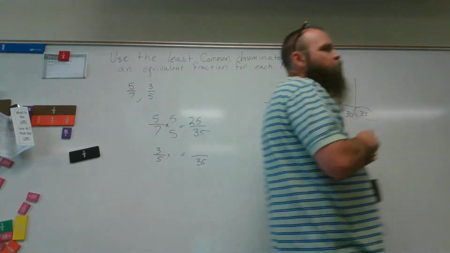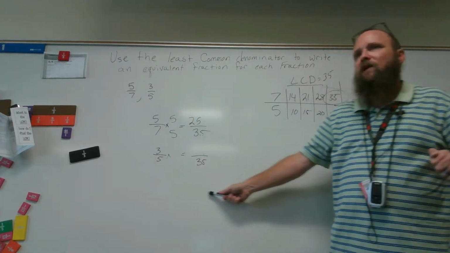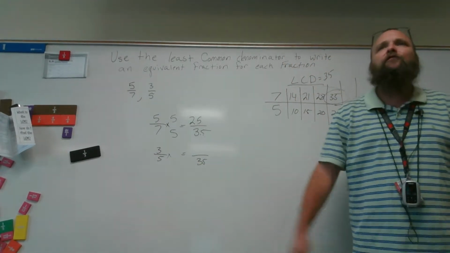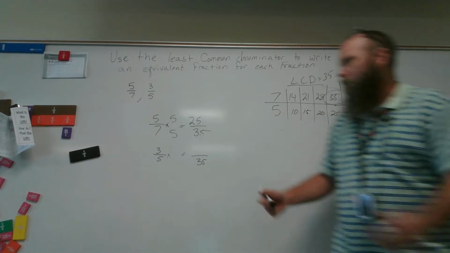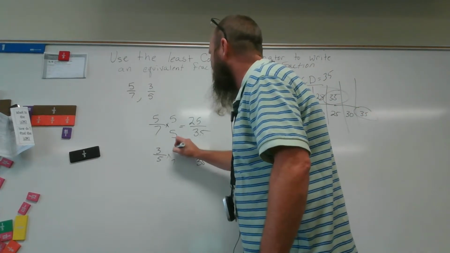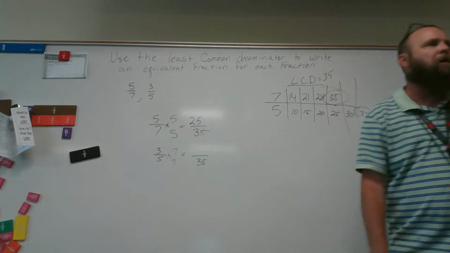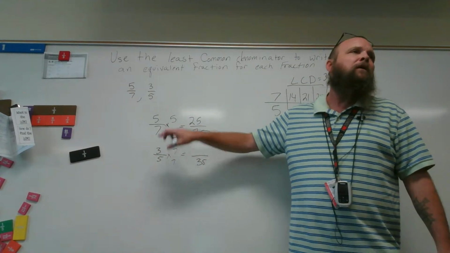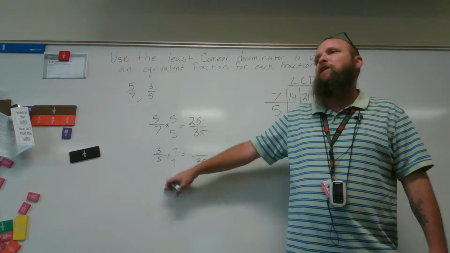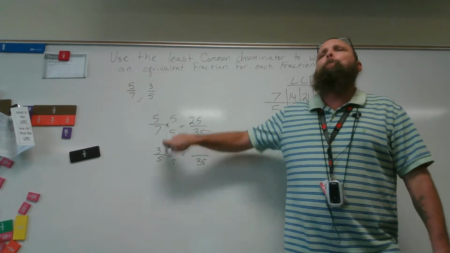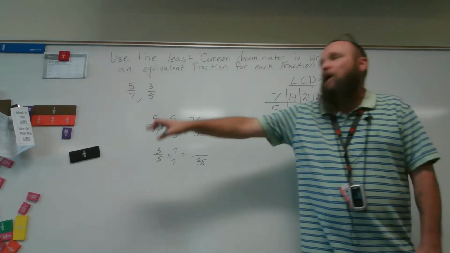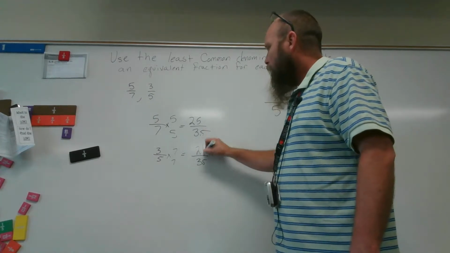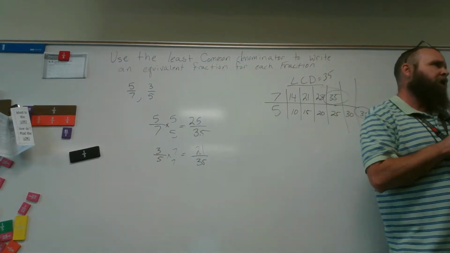Now Reagan, I need to change 3/5 into something over 35. So what did I multiply by 5 to get 35? 7. So if I multiply my denominator by 7, I must multiply my numerator by 7, because 7 over 7 equals 1. So we're multiplying it by 1, so that multiplying by 1 doesn't change the value. Reagan, what is 3 times 7? 21. That is where the 21 came from.